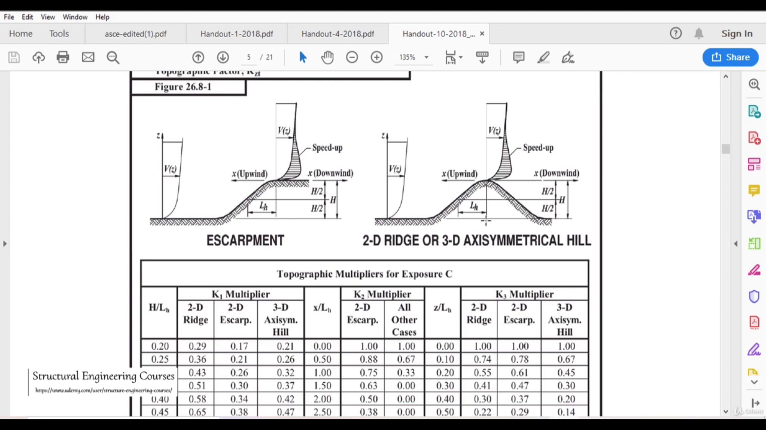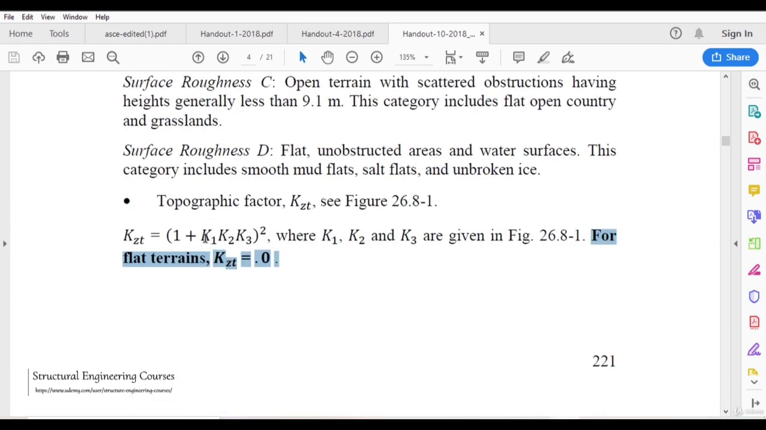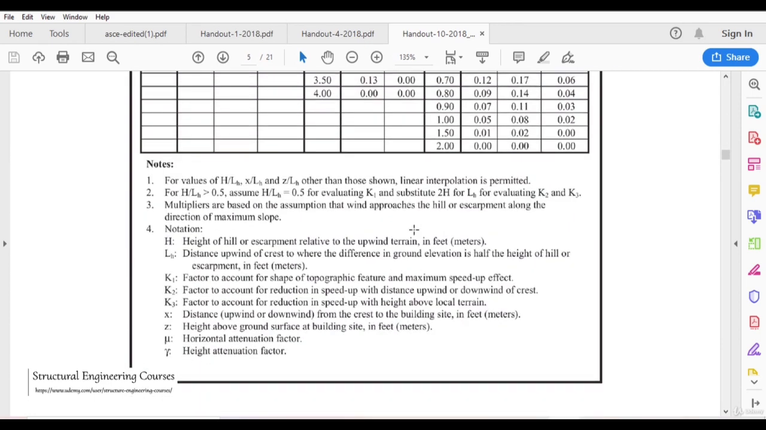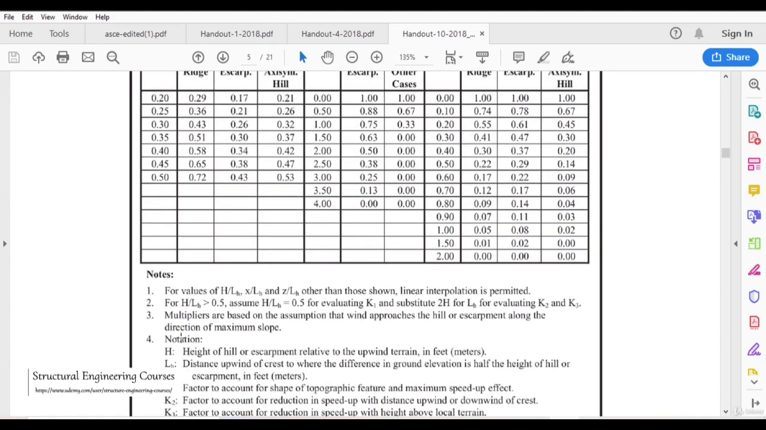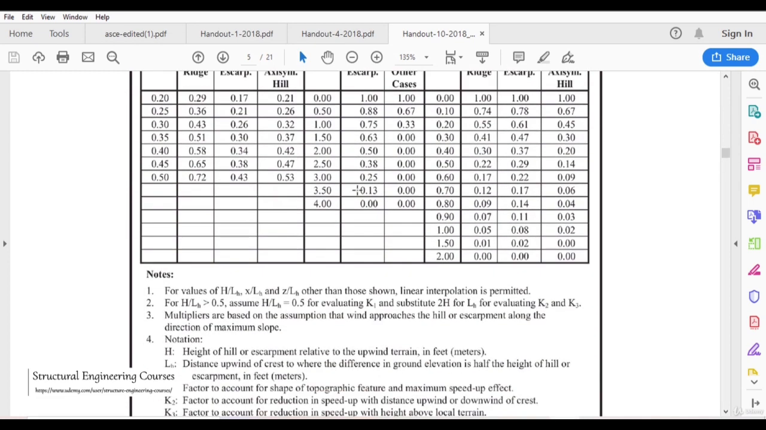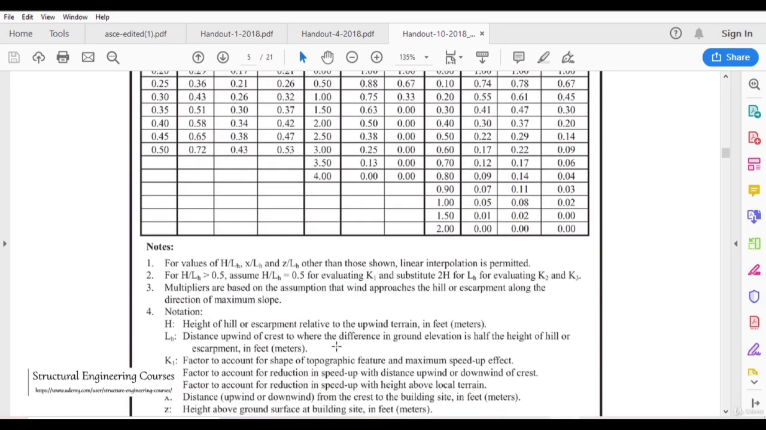So we can calculate all these ratios, and similarly we can put these values here, and then accordingly we can calculate the Kzt. So here he had explained that H is nothing but the height of the hill. So here we can see that this is the height of the hill. After that, Lh is nothing but the distance upwind of the crest to where the difference in ground elevation is half the height of the hill, or escarpment, in feet or meters.